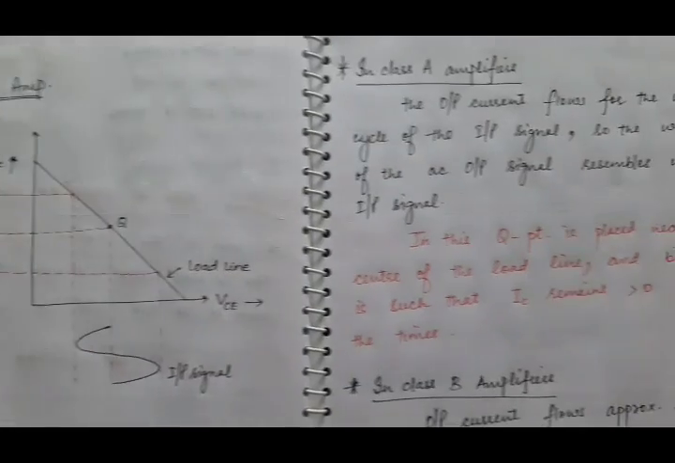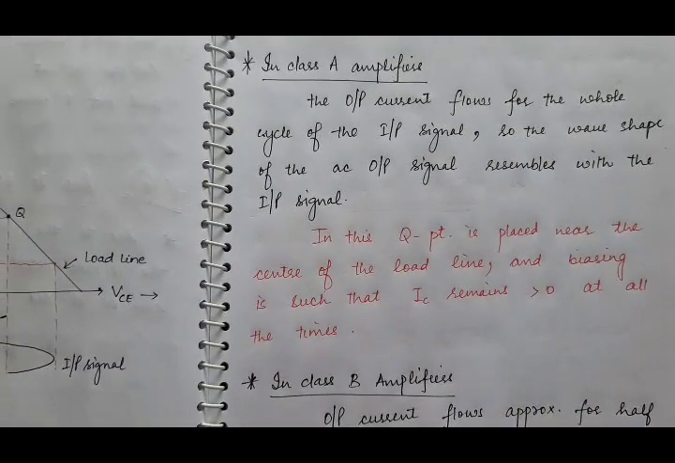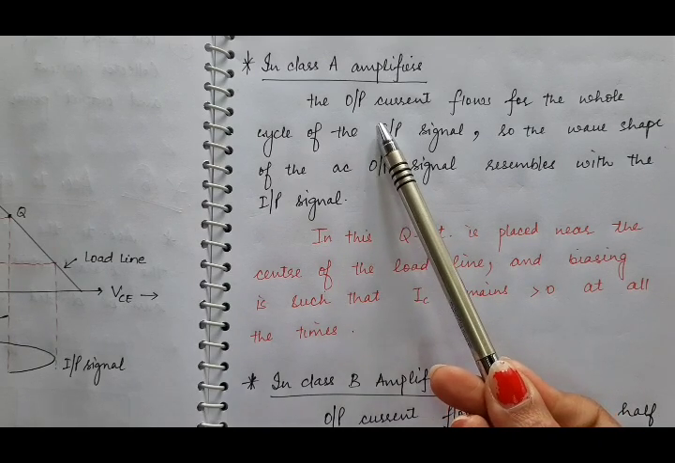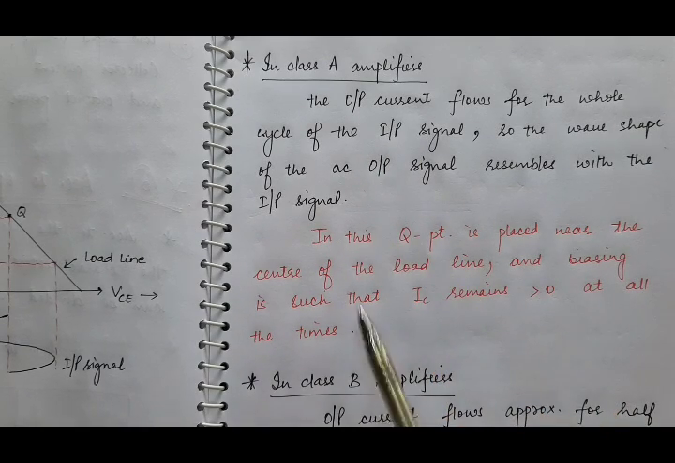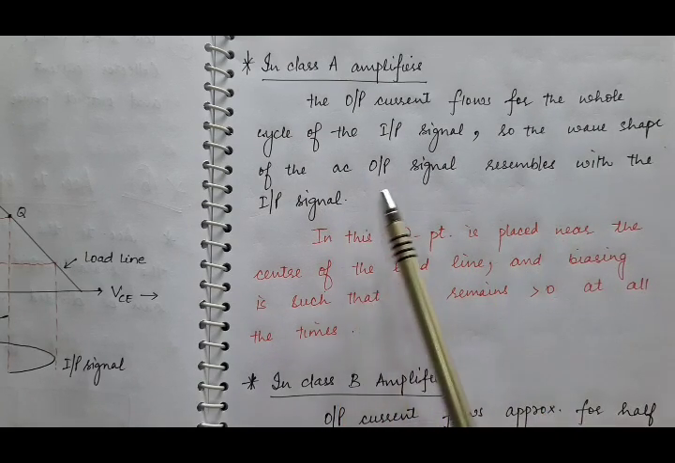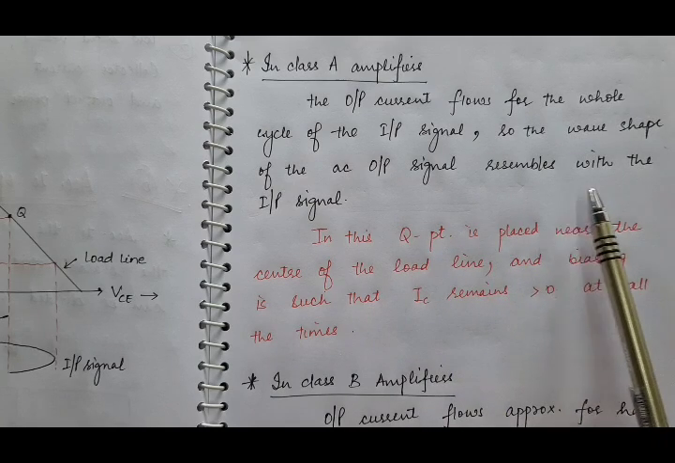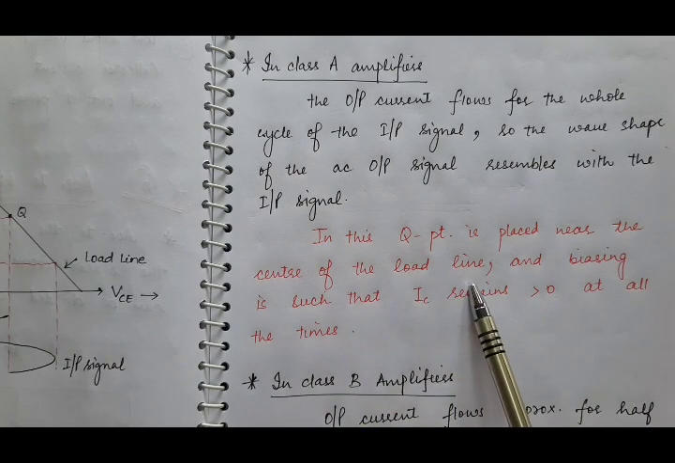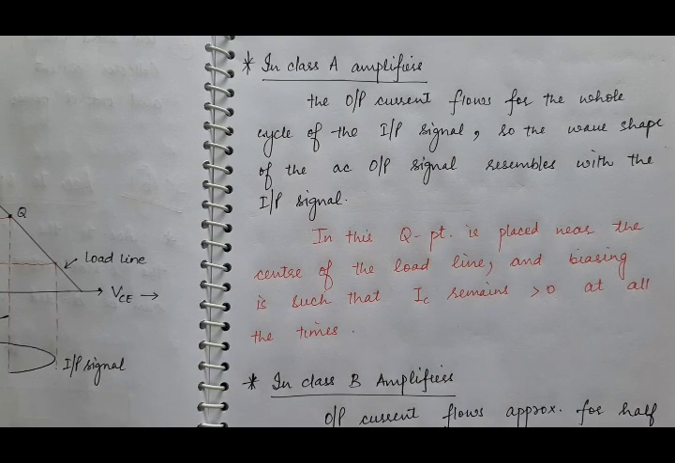So this is all about class A amplifiers. Here is the theory of class A amplifiers. I have already told you that in case of class A amplifiers, the output current flows for the whole cycle of the input signal. So the wave shape of the output signal is an exact replica of the input signal. And what is the position of the Q point in this case? It is placed near the center of the load line, and biasing is proper such that the collector current remains greater than 0 at all times of the input signal.